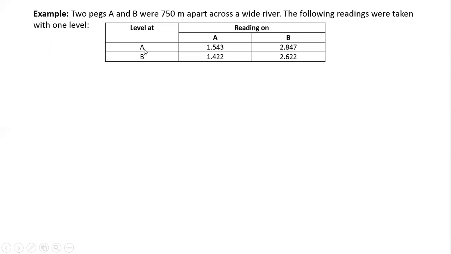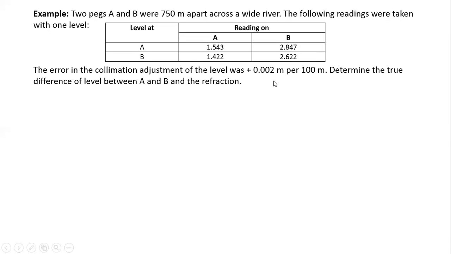When the level is at A, that is on the near side of the bank, these are the readings. On point A is this one, on point B is this one. When the level is at B, that is on the other side of the river, these are the readings on A and B. You are given that the error due to collimation adjustment of the level was plus 0.002 meter per 100 meter. This plus sign, the collimation adjustment error is given as plus 0.002. This means that the line of sight is inclined up. When it is inclined up, this sign becomes positive. If it is inclined down, this sign becomes minus.